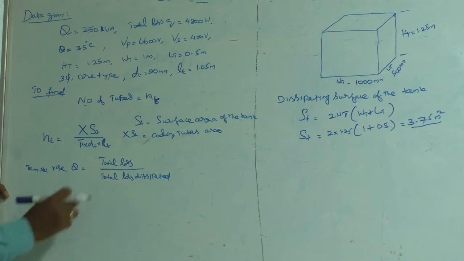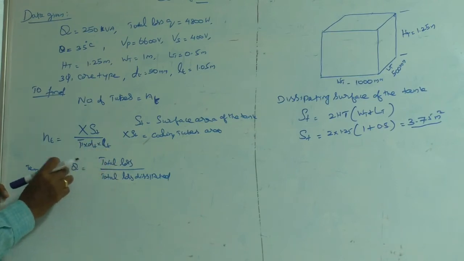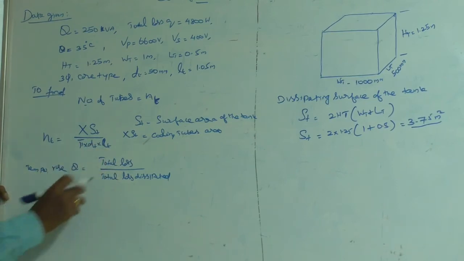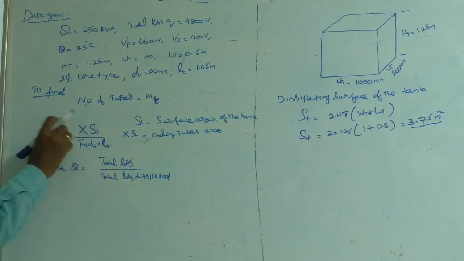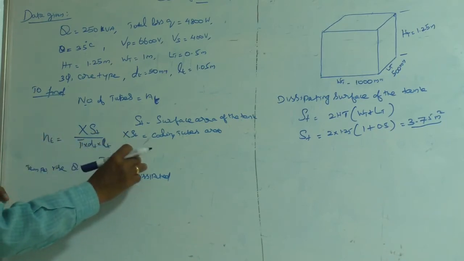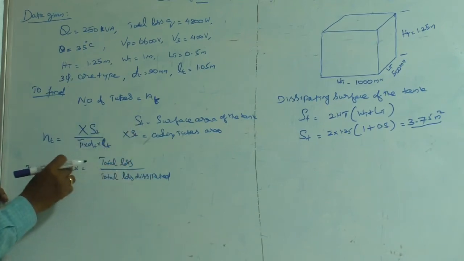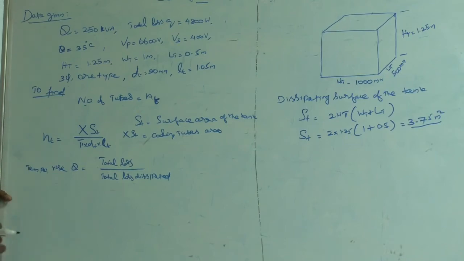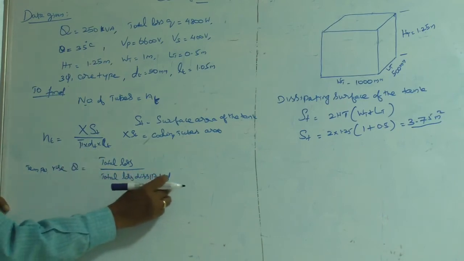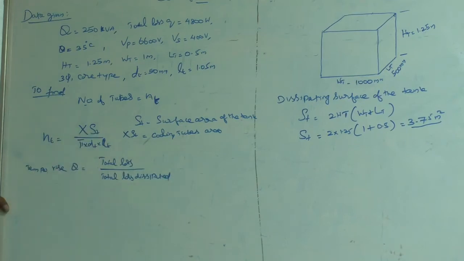Now, if both are equal, then there will be 1 degree rise. If this is small, the temperature rise will be higher. If the total loss is 4800 watts per second, the loss dissipated is very high, and that means temperature rise will not be there. It will be minimal. So the total loss we have already given is 4800 watts, and total loss dissipated you have to calculate. There are two modes of heat dissipation.